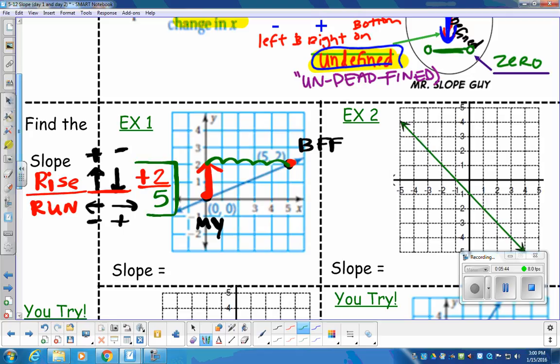Slope then of that line is measured 2 over 5. Make sure we go lowest terms. We are not going to put it in decimal form. We're going to leave it as a fraction. That's the slope of that line. That's example 1.